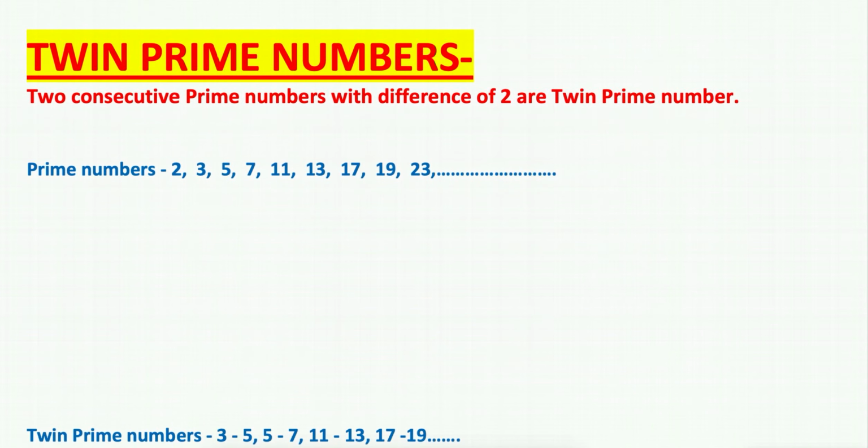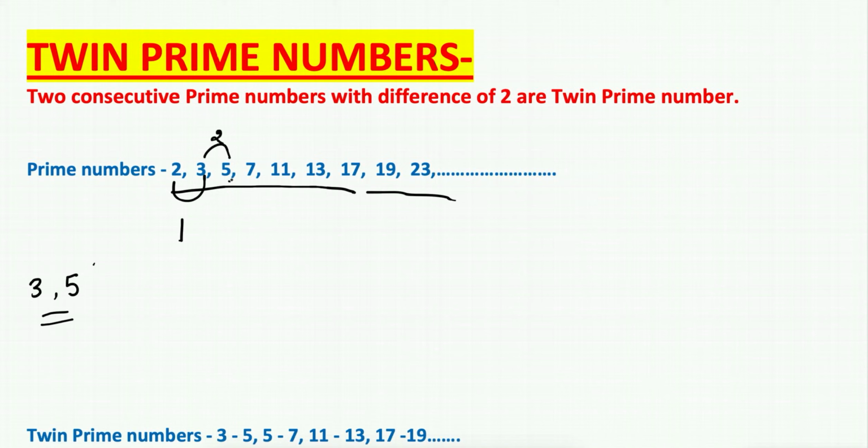Now, let's see twin prime numbers. Two consecutive prime numbers with a difference of 2 are twin prime numbers. So, let's see what the prime numbers are first. 2, 3, 5, 7, 11, 13, 17, 19, 23 and so on. So, these are the prime numbers. So, in between these prime numbers, we take two consecutive, that means adjacent, prime numbers whose difference is 2. If we see the first two prime numbers, 2 and 3, the difference between 3 and 2 is 1. So 2 and 3 are not twin prime numbers. But let's see the next one, 3 and 5. The difference between 3 and 5 is 2. 5 minus 3 is 2. So 3 and 5 are twin prime numbers.